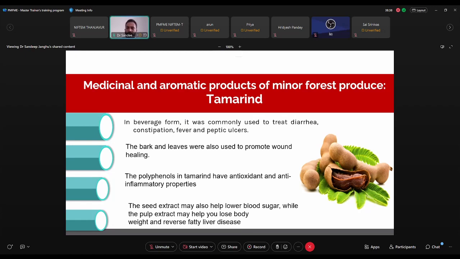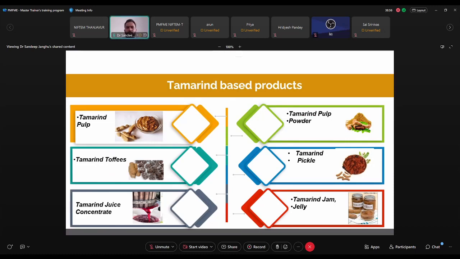So their seeds are also used, which helps to reduce the blood sugar levels, and the pulp extracted is also used for reduction of the body weight, as it has a prebiotic effect. The processing of some of these products is common with other minor forest produce. So in later slides we'll discuss.